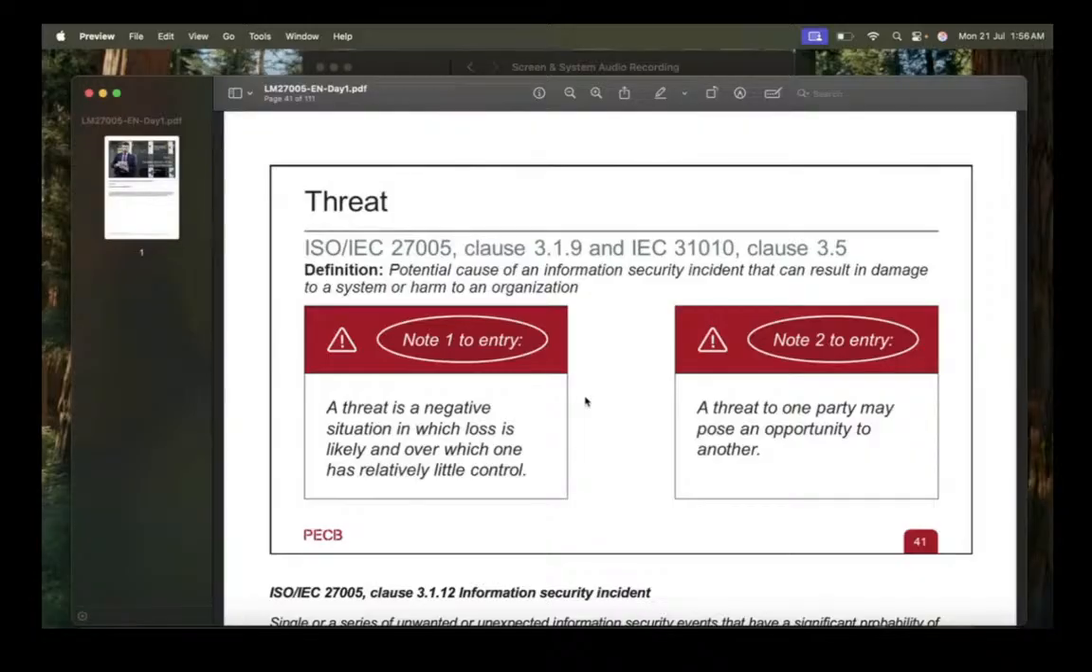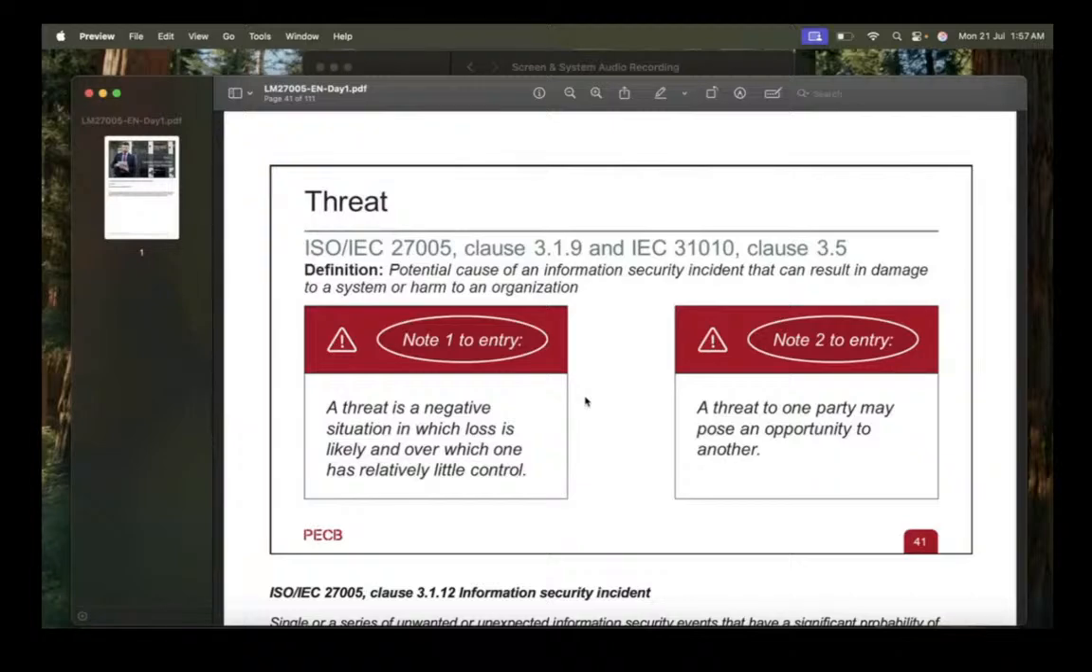Then, if we see the next entry, it says a threat to one party may pose an opportunity to another. So, if there is a threat to any particular organization, about their data, about their information security, then it can be an opportunity to another. Maybe the cyber crime that happens, the cyber criminal. It can be an opportunity to someone else, to the threat of one party. So this is the information about threat.